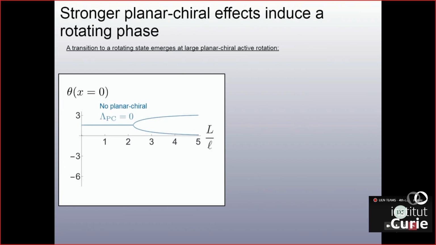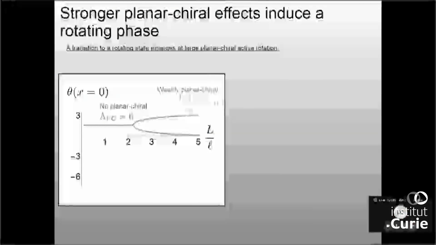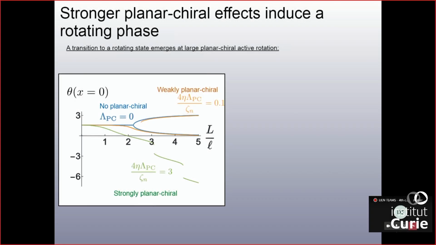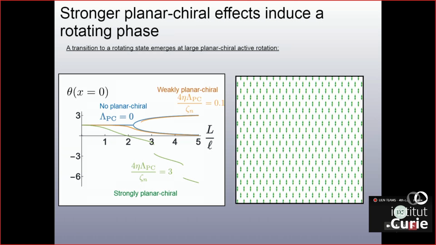Okay, and there's one more theoretical prediction which maybe is interesting, which is that if there is no planar chiral effect, we have this pitchfork bifurcation. If we have a weak planar chiral effect, there is an imperfect bifurcation. But eventually, this curve will saturate. But then there is another transition for a strongly planar chiral system. Instead, the angle at the center gets bigger and bigger.